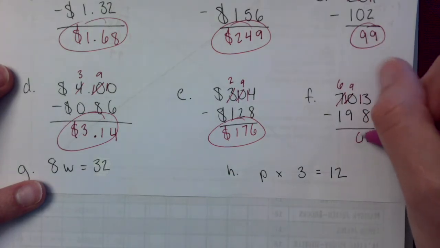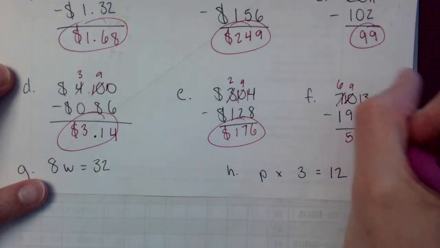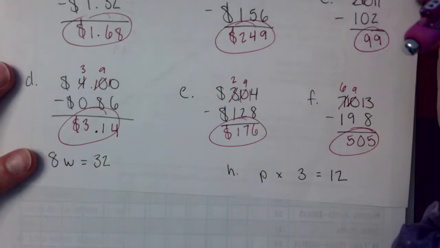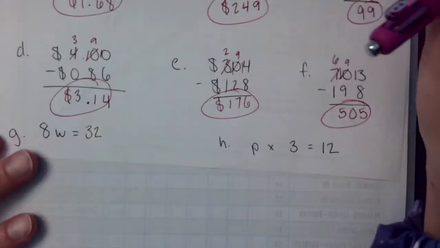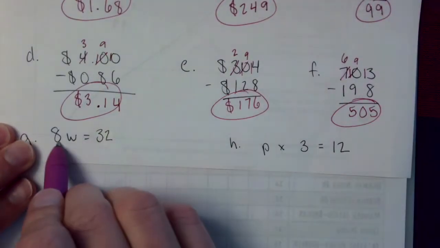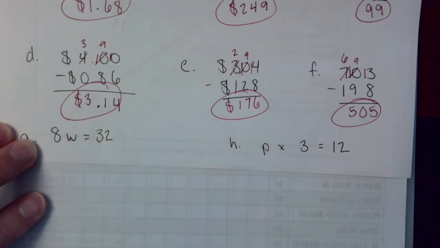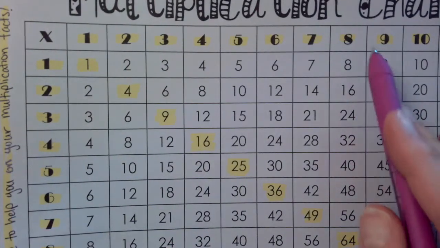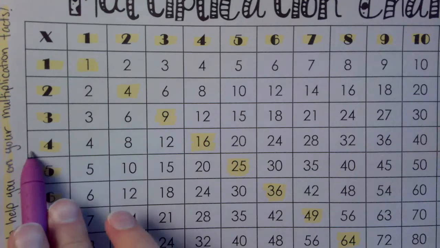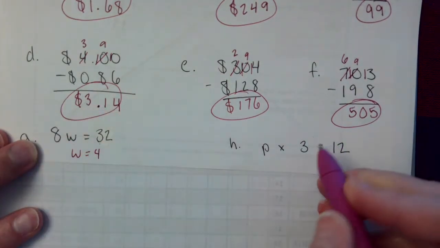9 minus 9 is 0. 6 minus 1 is 5. Now I flew through those because you should have already done them. So it should have just been double checking your work. G, 8 times what equals 32? A, 32, 4. So W equals 4.